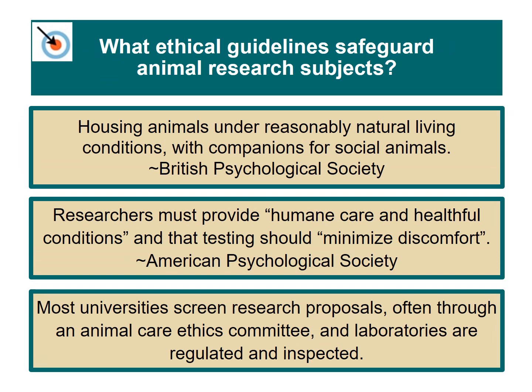What ethical guidelines safeguard animal research subjects? Well, housing animals under reasonably natural living conditions with companions for social animals. That would be something that safeguards animal research subjects against unethical behaviors. Researchers must provide humane care and healthful conditions, and testing should minimize discomfort. And most universities screen research proposals, often through an animal care ethics committee, and laboratories are regulated and inspected. So those are three main ways that animal research subjects are safeguarded against unethical treatment.